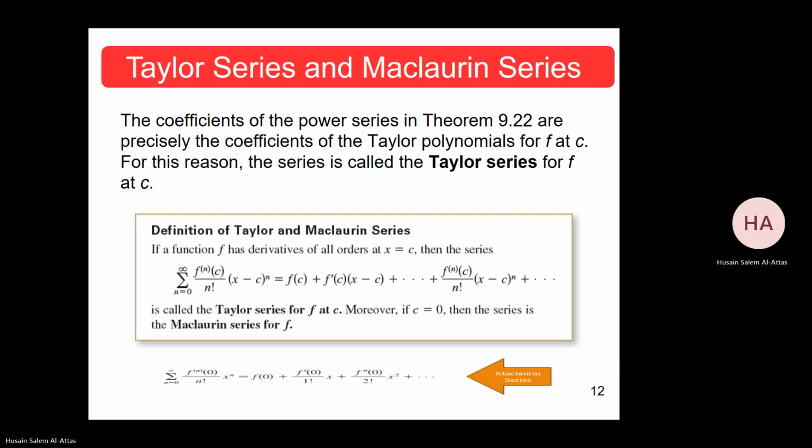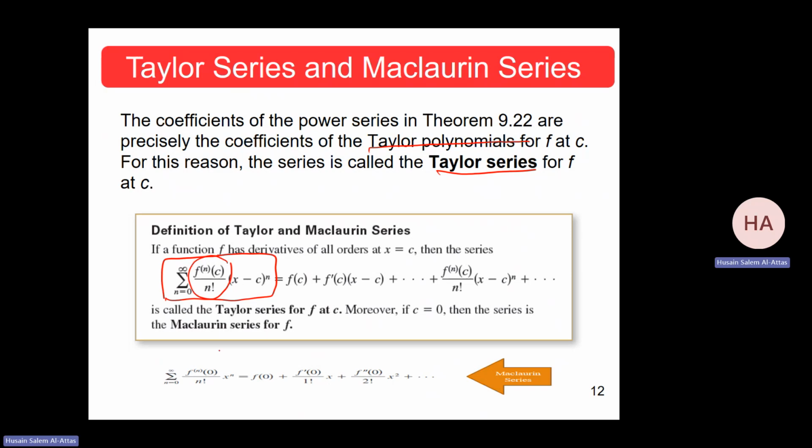The coefficient of the Taylor polynomials. Because of that, we call it the Taylor series. So this is the Taylor and Maclaurin series. They call it the Taylor series, but this is an x minus c to the power n. It is the same as the Taylor polynomial, but I expand it now as n goes to infinity.